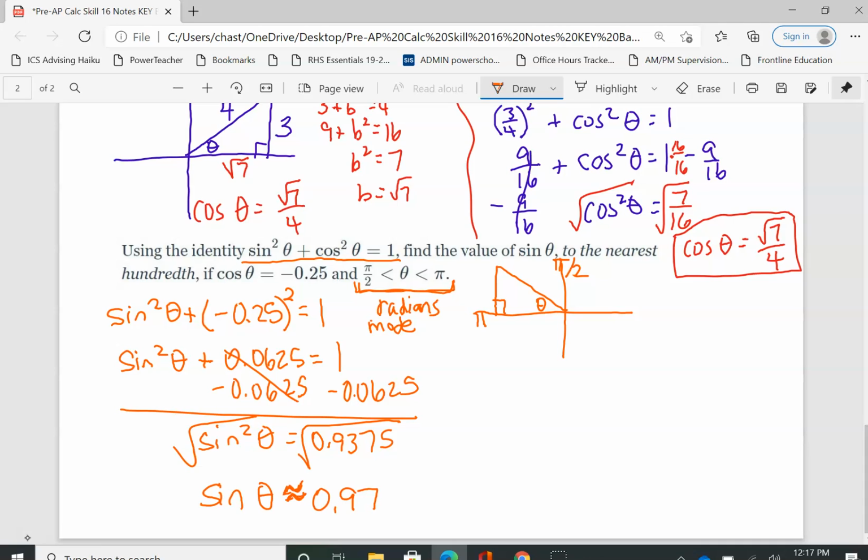Now, they don't ask us to find the angle, so the fact that I told you this needs to be in radian mode, I probably didn't need to say that. Although if you were asked to find the angle, then you would have to use radians. But they just asked what's the value of sine theta. So this would be the value of sine theta.